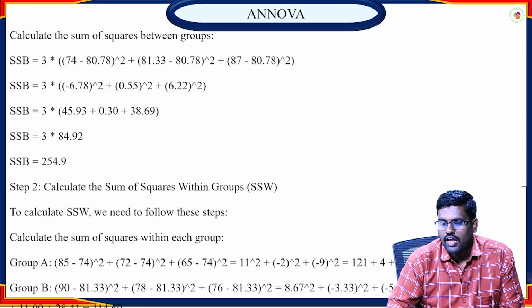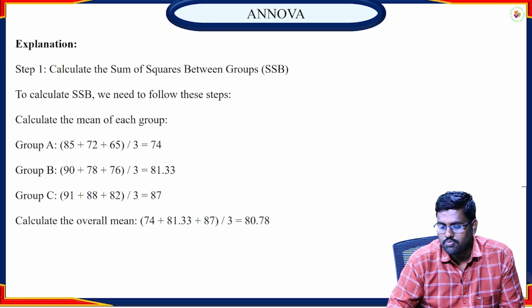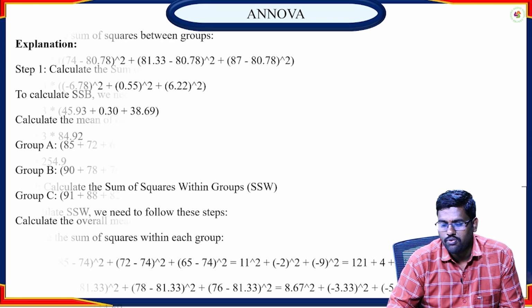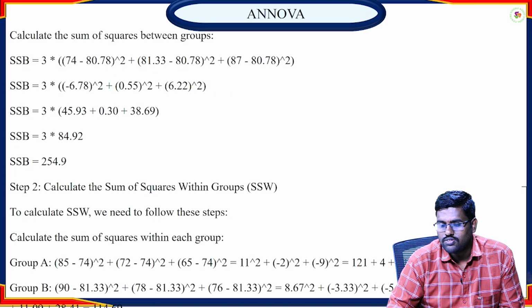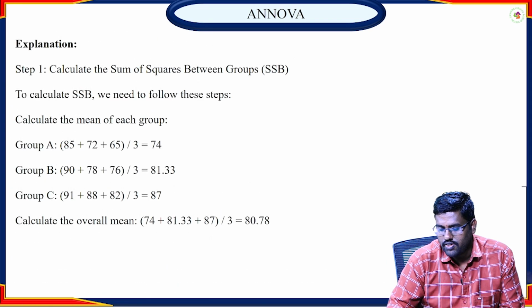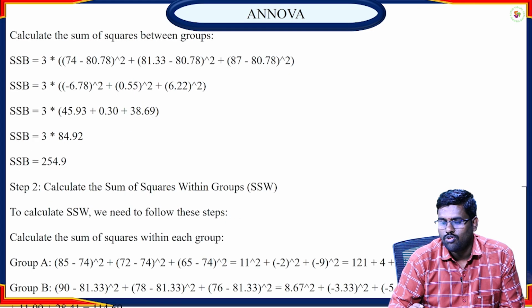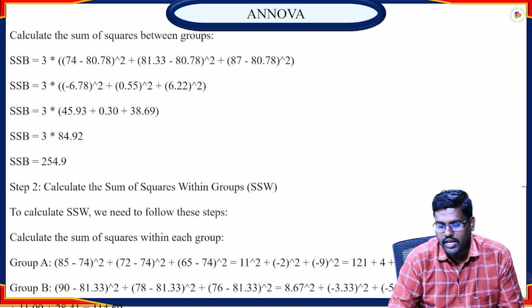Next, calculate the sum of squares between groups. Sum of squares means 3 into each group mean: 3 into (74 minus 80.78), plus 3 into (81.33 minus 80.78), plus 3 into (87 minus 80.78), each to the power 2. That is solved using SSB. Sum of squares between groups is 254.9.